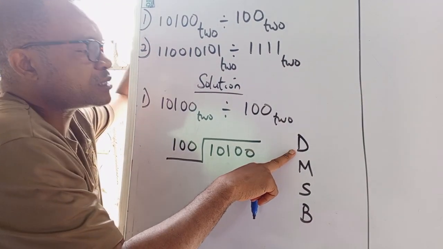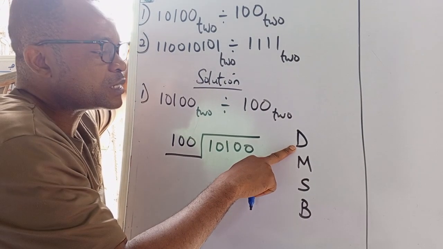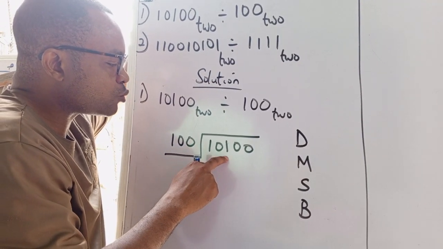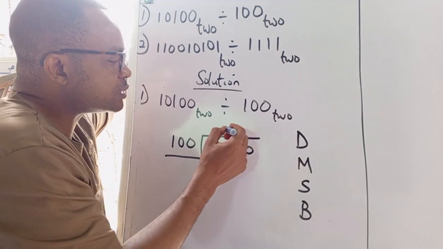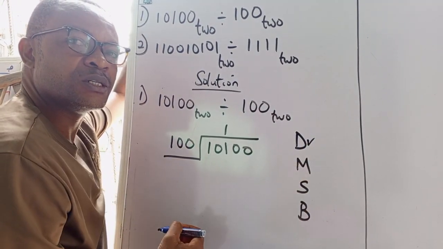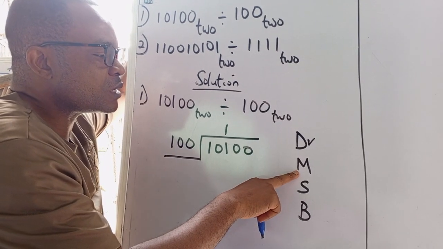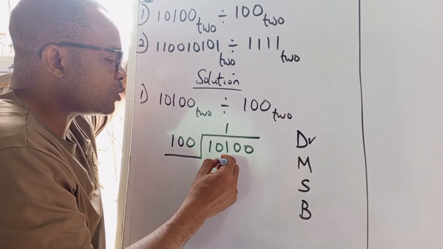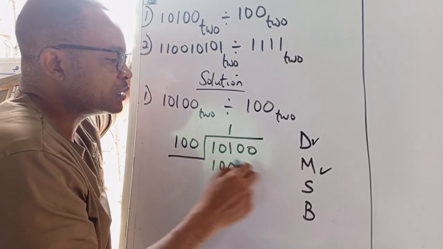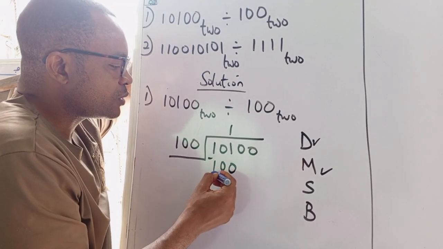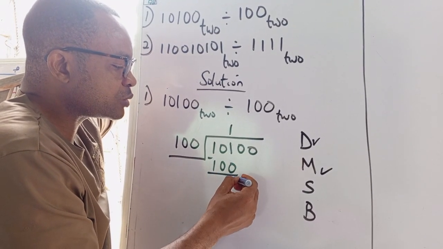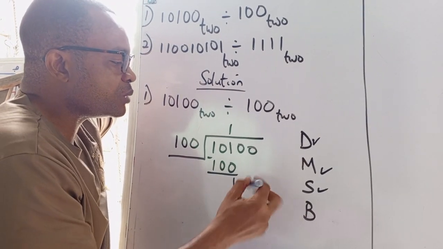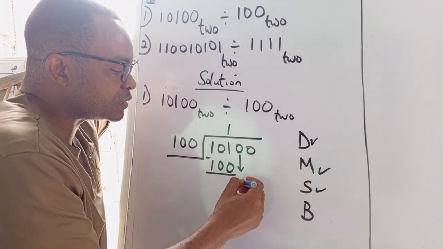Now the first letter in the acronym is D, which is division. So I'm going to do 100 into 101. This into this is simply 1, so I just divided. Now the next instruction says multiply, so I'm simply going to do 100 times 1 to give me 100. I just multiplied. The next instruction is what? Subtract. So 101 minus 100 is simply 1. I just subtracted. The next instruction is what? Bring down. Bring down means bring down the next digit.